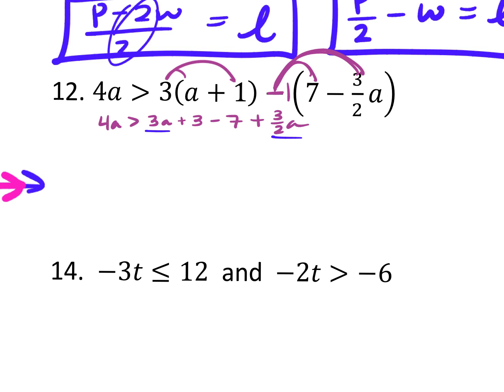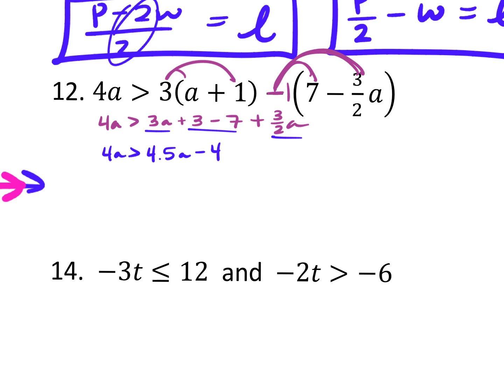Depends how you want to see that. It's 4.5, right? Or 9/2 a. I would probably just call it 4.5a, but you don't have to. You can leave it as a fraction if you would like. And then 3 minus 7 is a -4. And then we got our 4a over here.